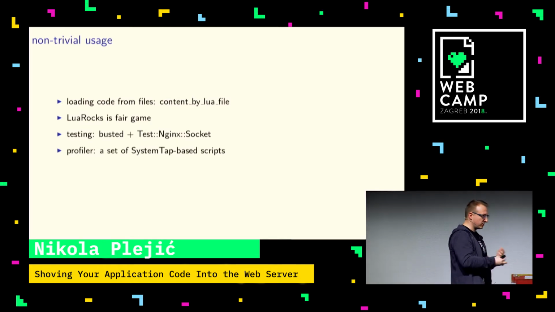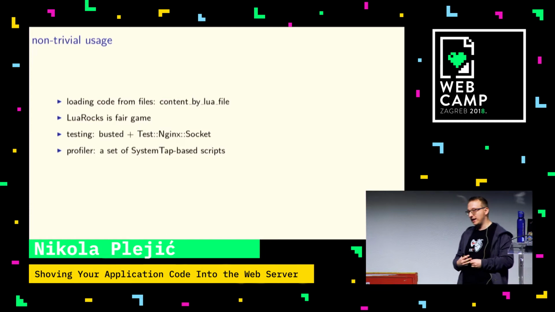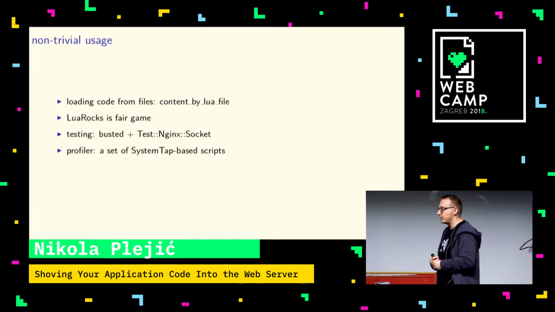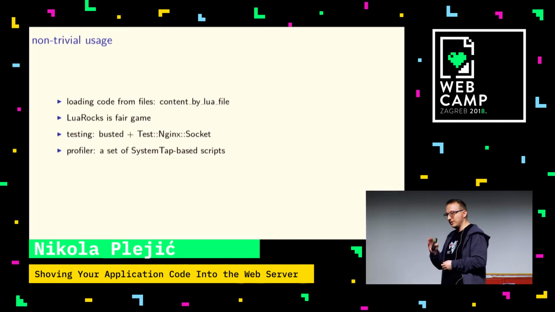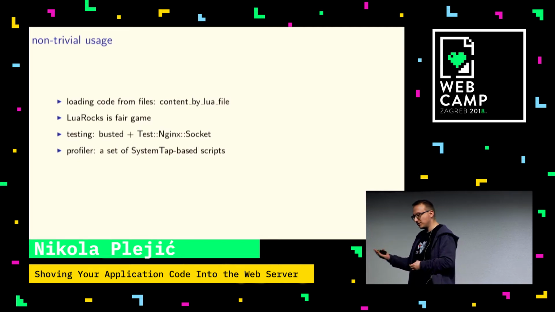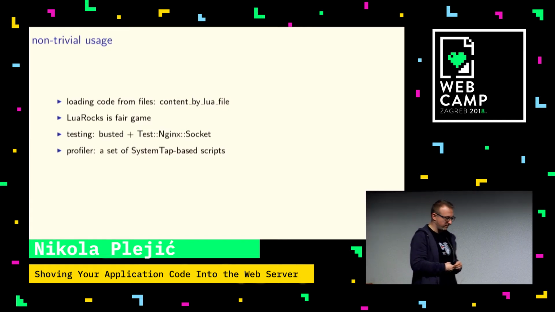And since we've been talking about asynchronicity and performance, it's very important to profile your Nginx worker processes. And again, the author of OpenResty has a set of SystemTap-based scripts that allow you to generate those really neat flame graphs, both on-CPU flame graphs and off-CPU flame graphs. And if you were at the tracing lecture yesterday, you could have seen a few things about that.